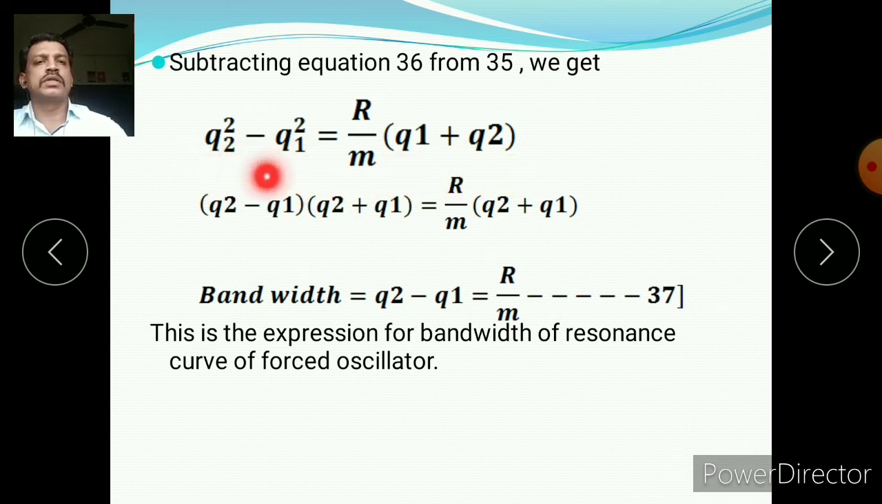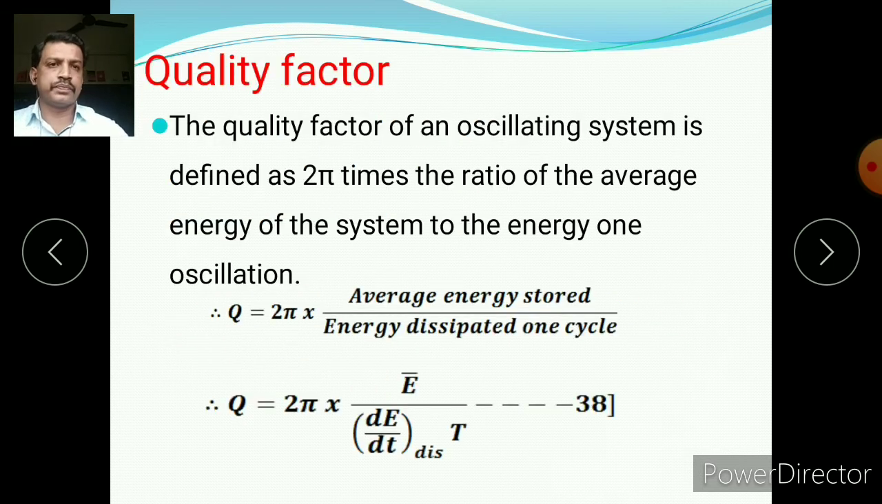Here the term is a squared minus b squared, therefore (a minus b)(a plus b) equal to r by m (q2 minus q1)... Therefore the bandwidth q2 minus q1 equal to r by m. This q2 plus q1 term, both terms will cancel, and therefore q2 minus q1 equal to r by m. This is the expression for bandwidth of the resonance curve of a forced oscillation.